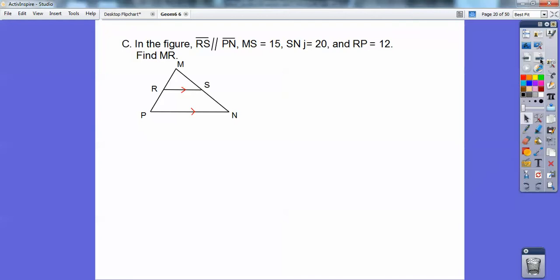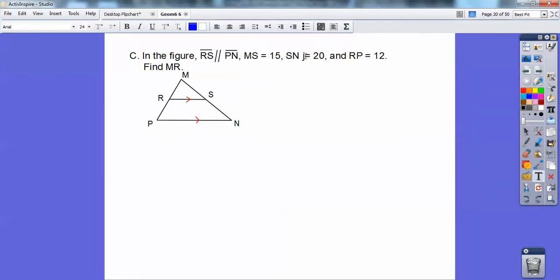In the figure, RS is parallel to PN, and it gives me some lengths. MS is 15, so I'm going to plug a 15 right there. SN is 20. Oops, that little J shouldn't be there, let me take that out. That's just a typo. My fingers get going too fast, and you know how it is when you're typing. And RP over here is 12. I'm going to go ahead and put them in and do top over bottom equals top over bottom.